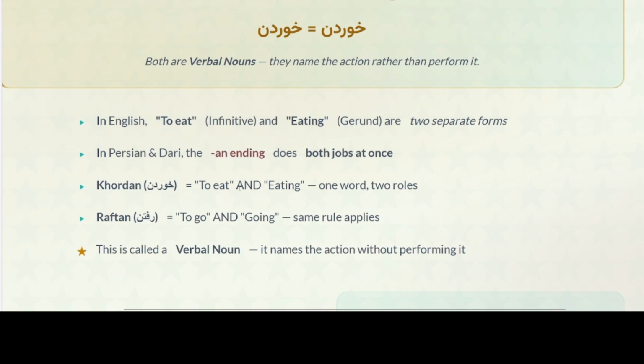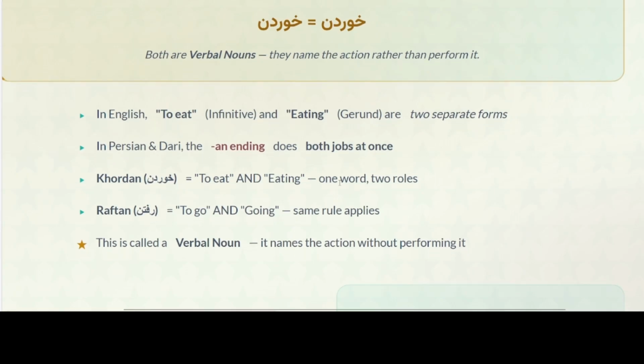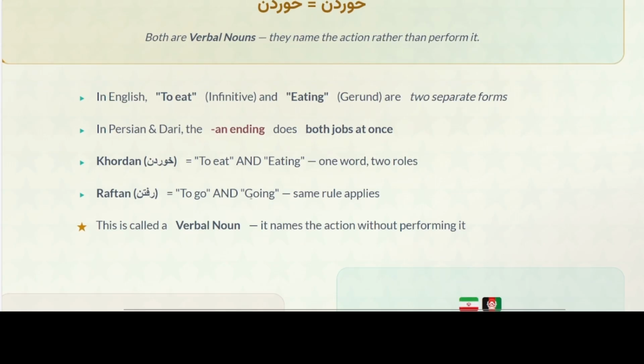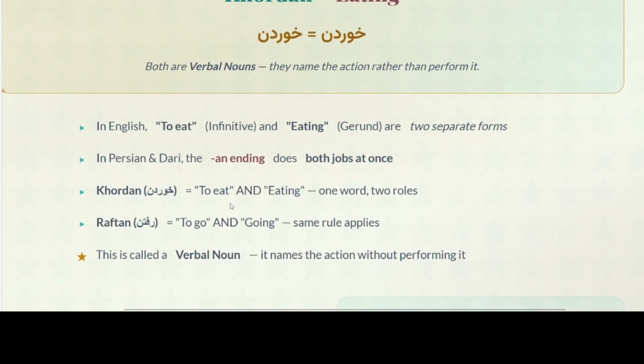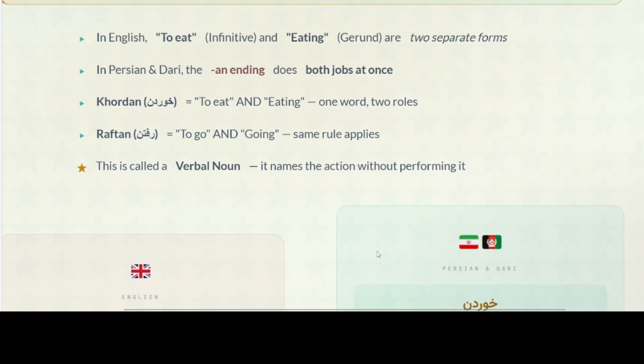But in Persian or Dari, any word that ends with an, we call that infinitive or gerund, like khordan. The word khordan means eating. And eating is one word, but it has two roles. In Persian, it is infinitive and gerund. Another example is raftan. Raftan means to go, and the same rule also applies here.